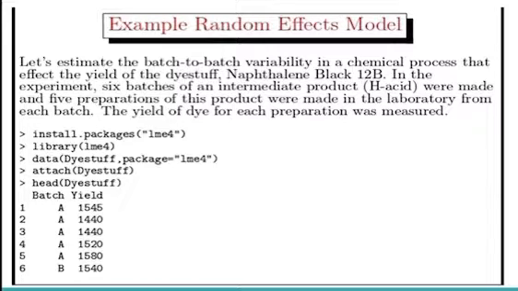Now, you want to estimate batch to batch variability in a chemical process that affects the yield of dye stuff. Batch to batch, right? And we realize that there are so many batches, of course. We want to talk about batch to batch variability now. In the experiment, 6 batches of an intermediate product, H acid, were made, and 5 preparations of this product were made in the laboratory for each batch. That's balanced, right? Okay, now this is the code.